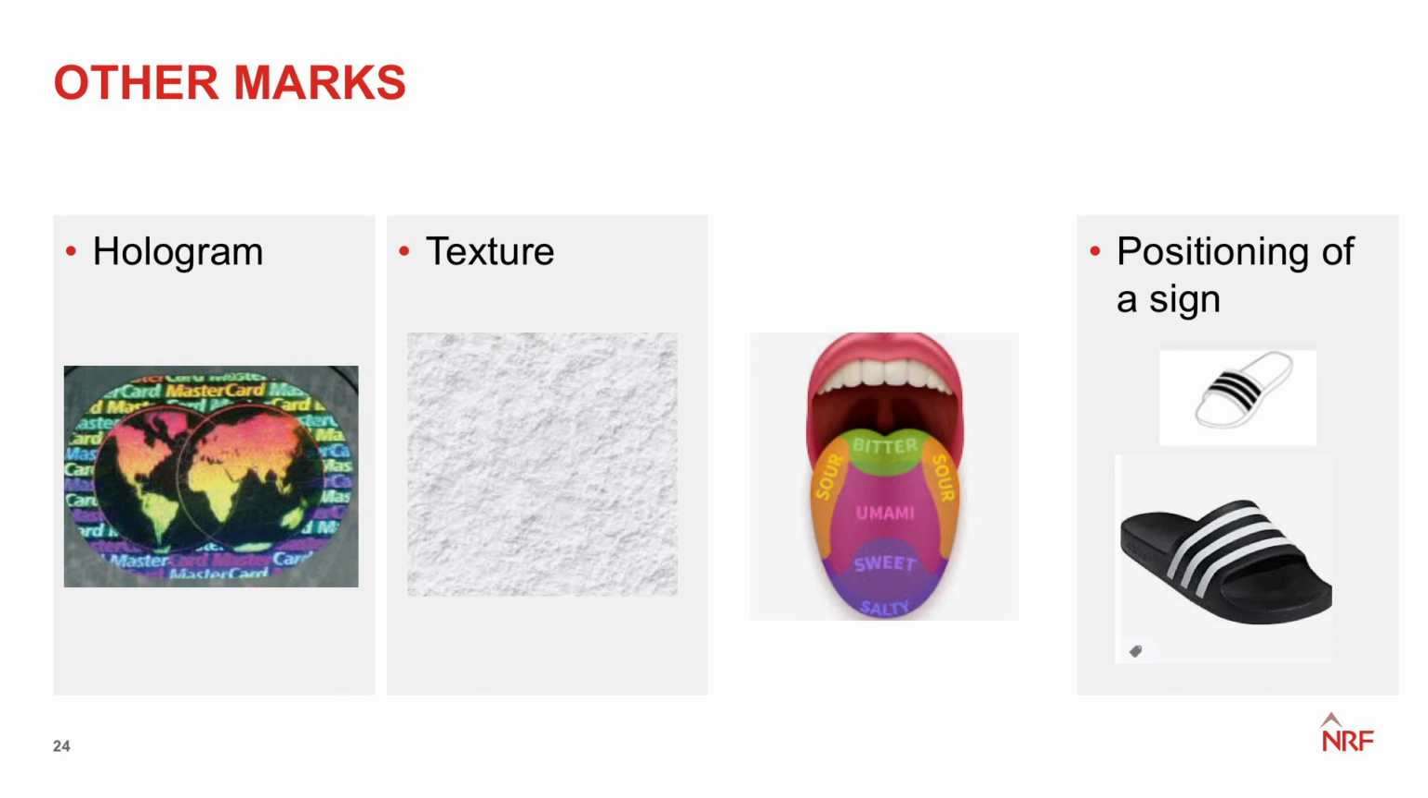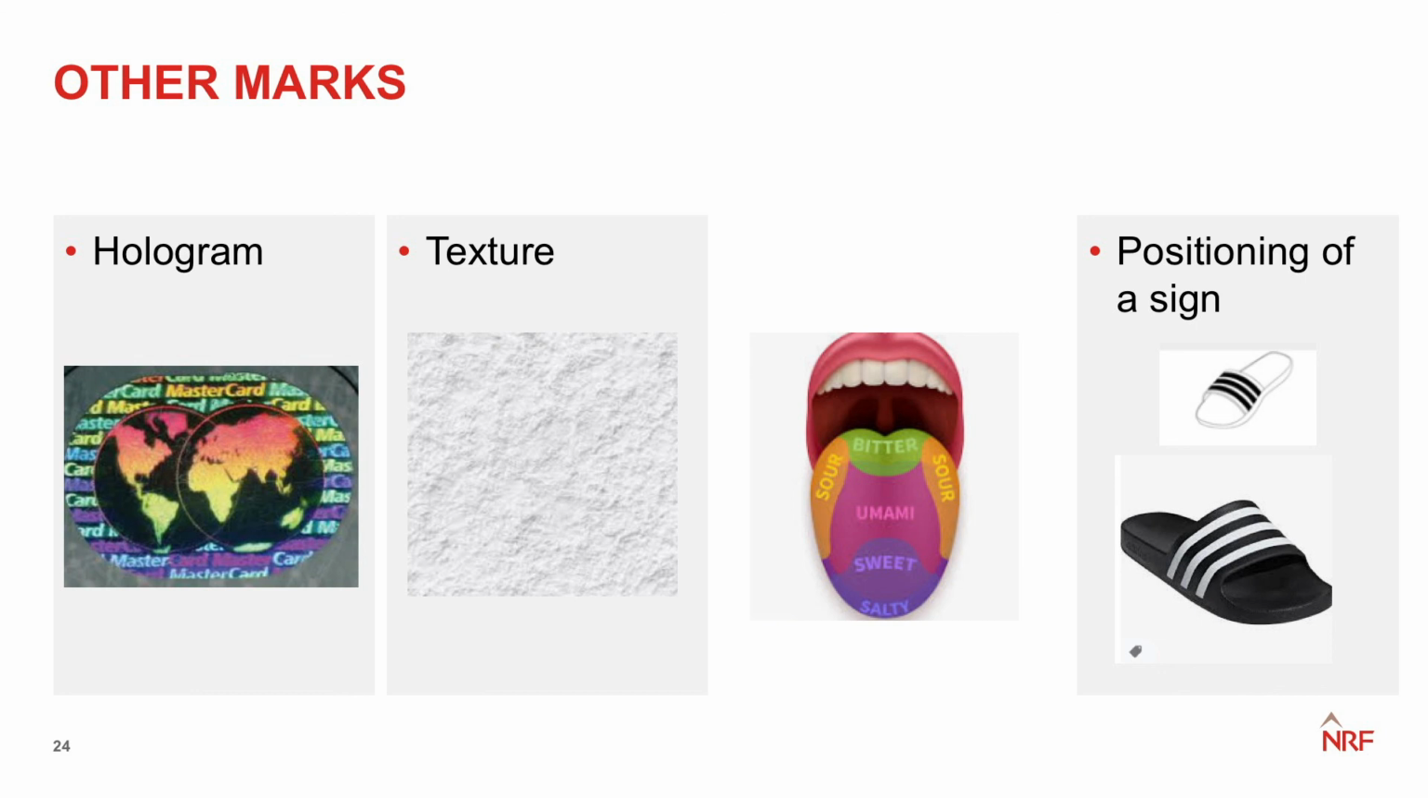Holograms. Think of your MasterCard. Think of the little holograms you see on money. If your company has a specific hologram that's associated with it, that can also be trademarked. Specific textures, tastes, as we talked earlier. Even the positioning of a sign, and I use the Adidas shoe. And as you can see, you can tell that's Adidas without me having told you, because of the way the stripes are positioned on the shoe. So these are all things that can be trademarked.